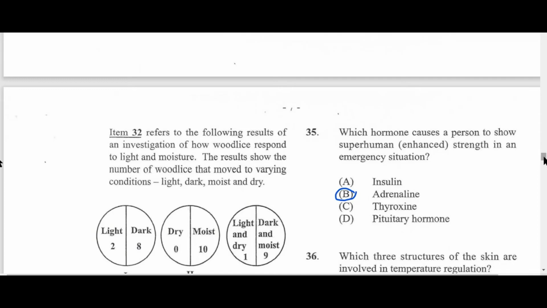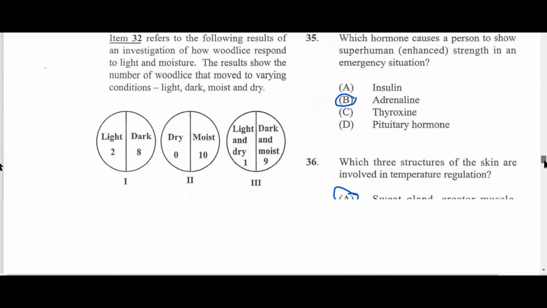Which hormone causes a person to show superhuman, enhanced strength in an emergency situation? We say in Jamaica, when trouble take your pitney shot fit you. The scientists say it is the adrenaline that would cause this type of a response. So we chose B for the answer, which is adrenaline.